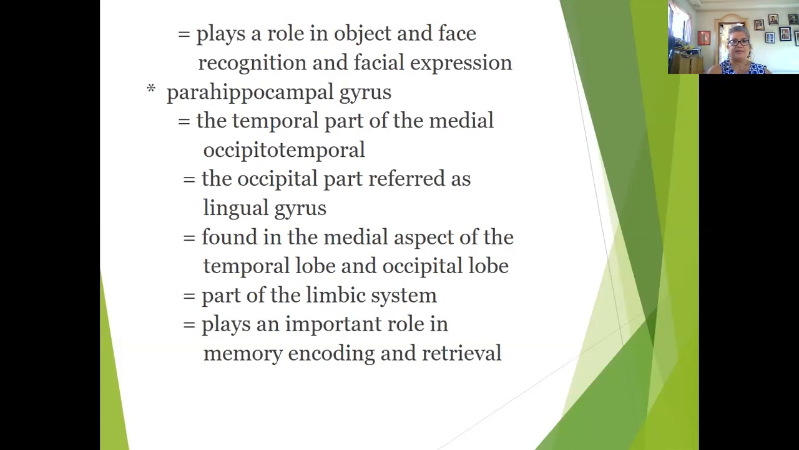and retrieval. So when you study, you store what you have studied in the parahippocampal gyrus and you have to retrieve it there.